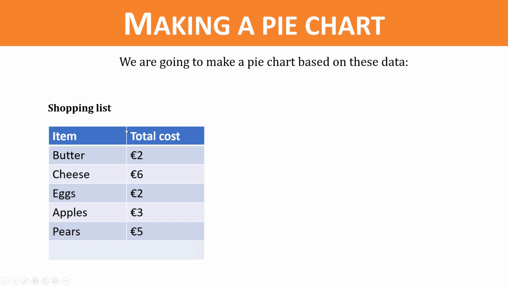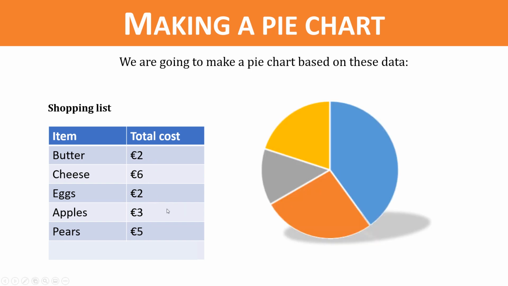I did some grocery shopping today. I bought butter, cheese, eggs, apples and pears. And I would like to visualize the cost of each of these items compared to my total expenses. And I have decided that the kind of chart suitable for this is a circle chart or a pie chart.